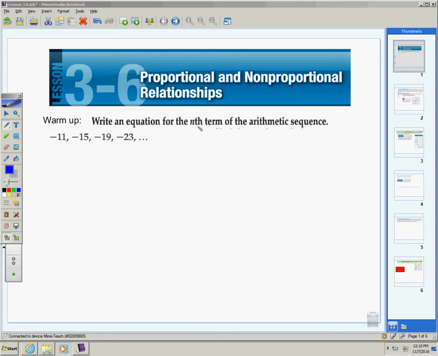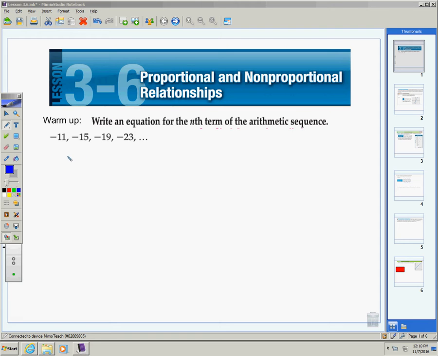on proportional and non-proportional relationships. The great news is there is nothing new in this section. It's almost all stuff that you've already talked about very recently, and we'll be able to compare it to things we already know. So for a warm-up, we're going to write an equation for an arithmetic sequence for the nth term. Go ahead and pause your video and try this, and then I will give you the answer.